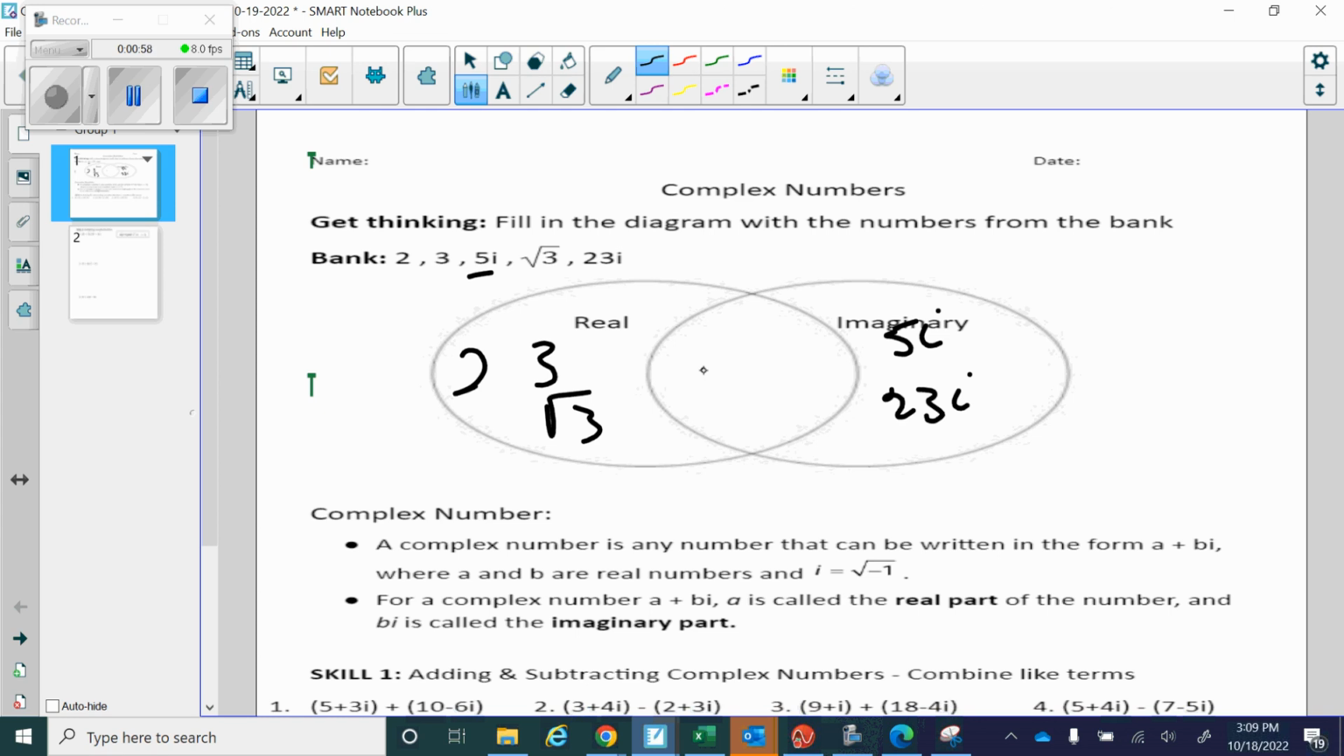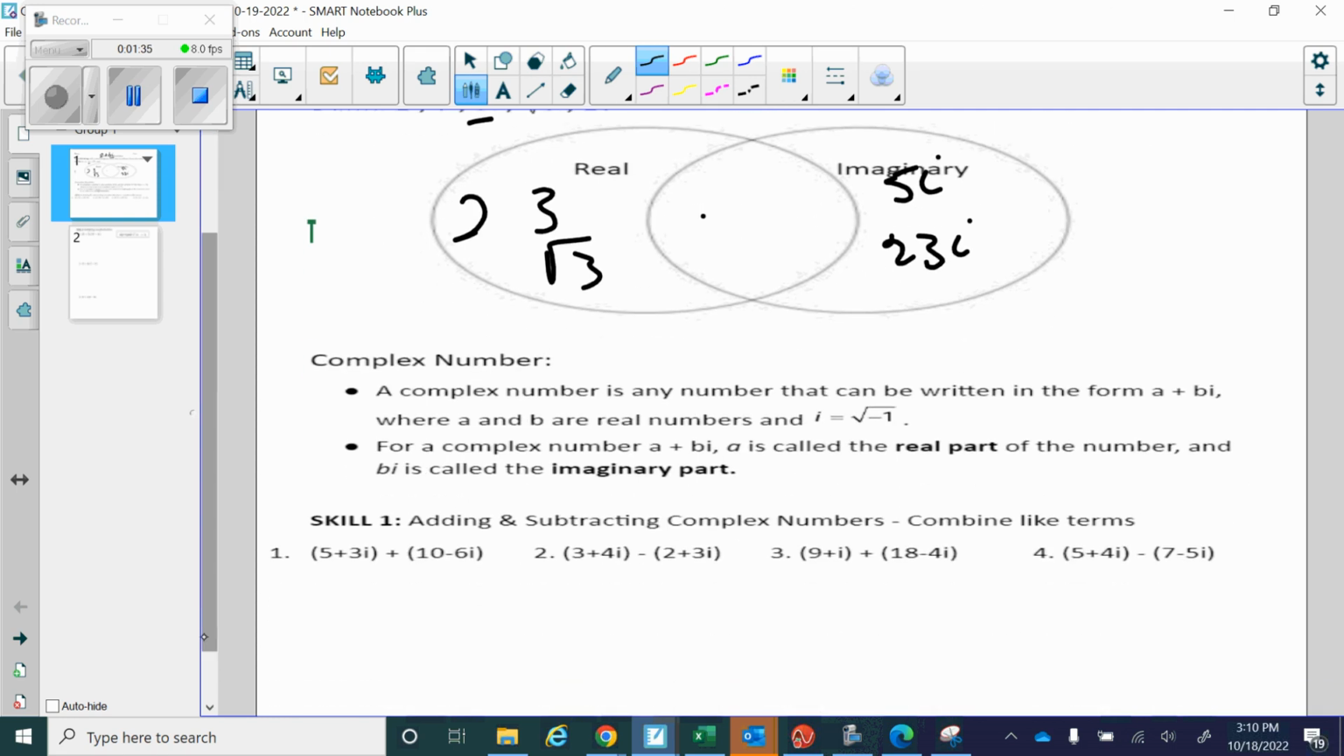Just to make a little more sense, a complex number is any number that can be written in the form a plus bi. So a complex number can be written in the form a plus bi, where a is your real number, so that's 2, 3, -1, and your bi, that is your imaginary numbers, such as 5i, 6i, -7i. So you put a real number and an imaginary number together, you get what's called a complex number.